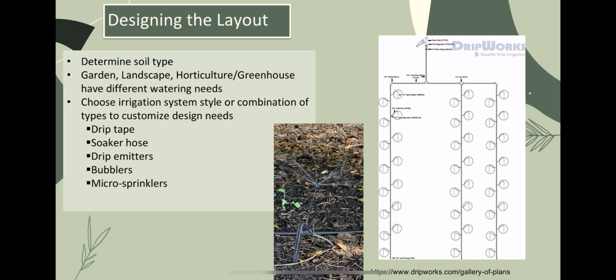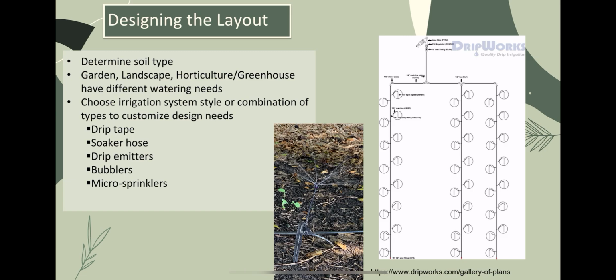Designing the layout. As Richard had mentioned, soil type is the first thing we must determine in order to know how much water we would need and how long to run the system for. Residential and commercial needs can vary quite differently, so whichever you may need can also determine which emitters and setup you would prefer to use.